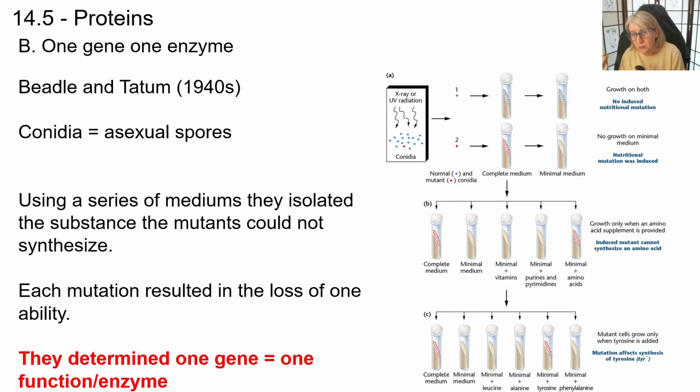They would expose a fungus to UV radiation, initiate a mutation, and then see how many mutations they caused. Well, what they determined was that every time they caused a mutation, it affected the ability to digest one particular substance. They assumed that that meant that every mutation affected one part of the DNA. One part of the DNA represents one gene, one enzyme, one ability to digest something.